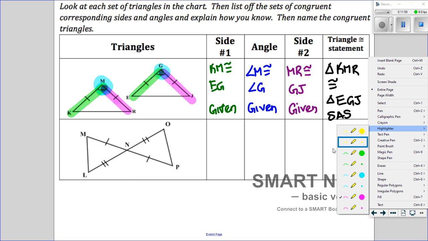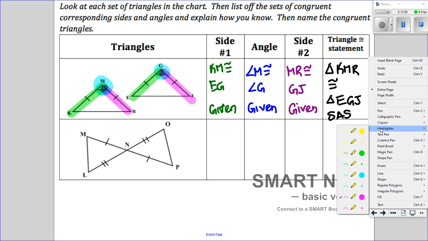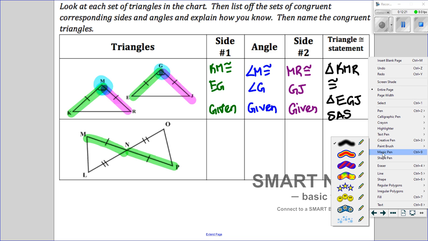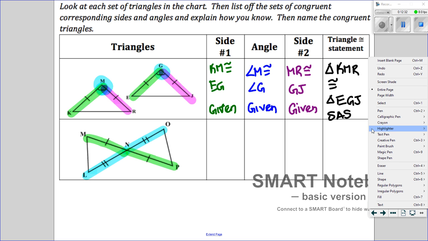So I got two triangles sharing the point N, and now I'm going to highlight the ones that are congruent to each other. So I got MN, which is congruent to PN, because they have that one congruency mark. Then I have NO congruent to NL, because they have two markings, so they're both congruent.